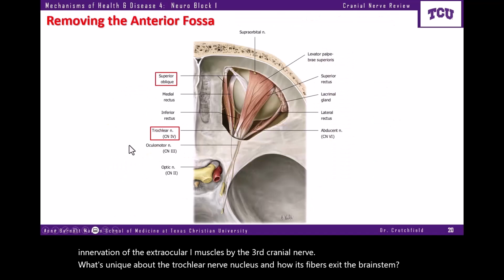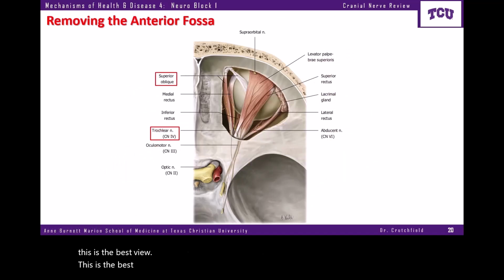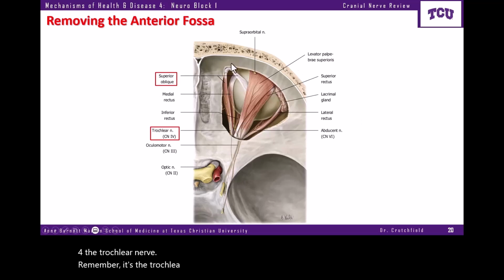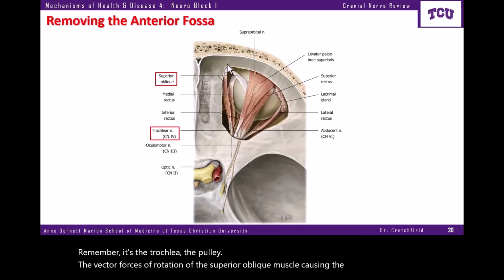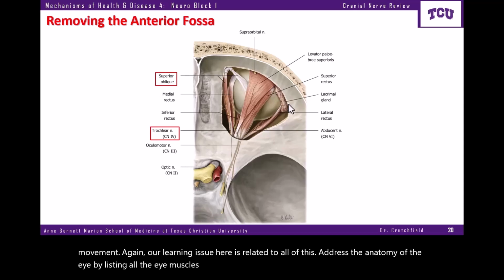We've removed the anterior cranial fossa to see the ocular apparatus. This is the best view of the superior oblique muscle, the trochlea, and the fourth cranial nerve, SO4, the trochlear nerve. Remember, it's the trochlea, the pulley, that changes the vector forces of rotation of the superior oblique muscle, causing the outward and down movement. Again, our learning issue here is related to all of this. Address the anatomy of the eye by listing all the eye muscles, what nerve innervates them, and what the trochlea is.